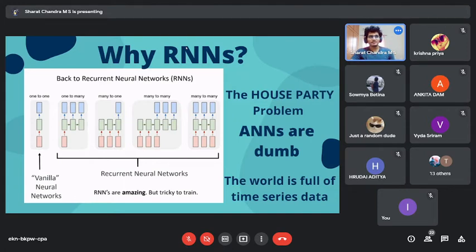Probably 1% of problems are solved by convolutional neural networks and regular neural networks. 99% of the problems are just time series problems: stock price data, forecasting weather, self-driving cars, etc. Even the chatbots, everything is time series. So that's why we need RNNs.